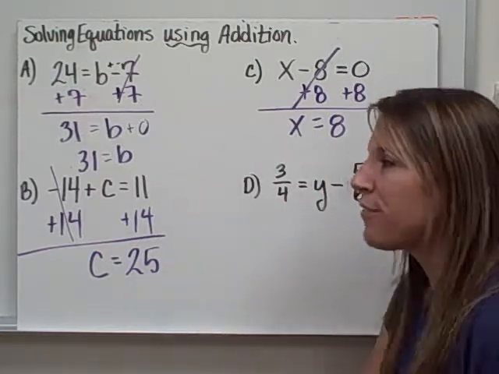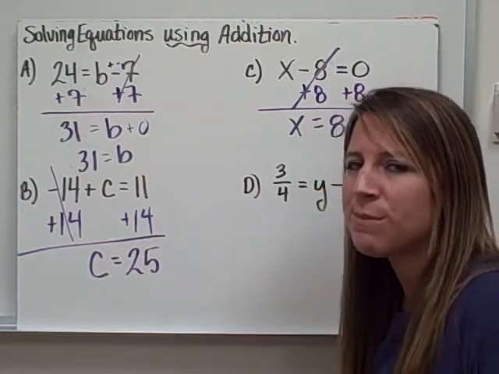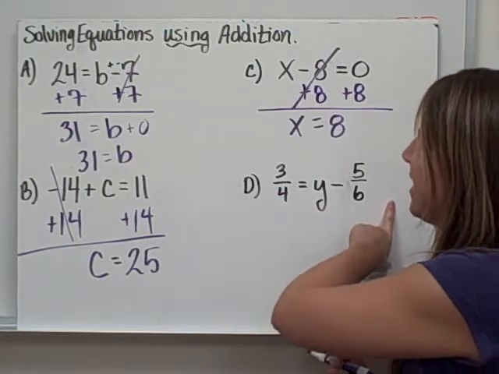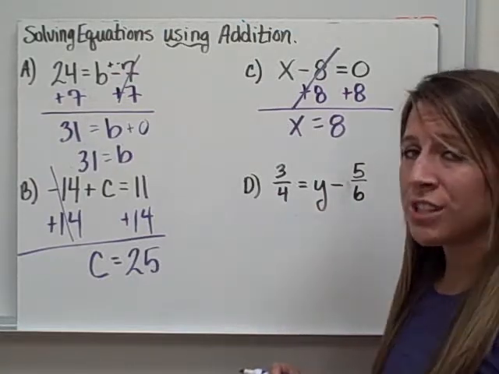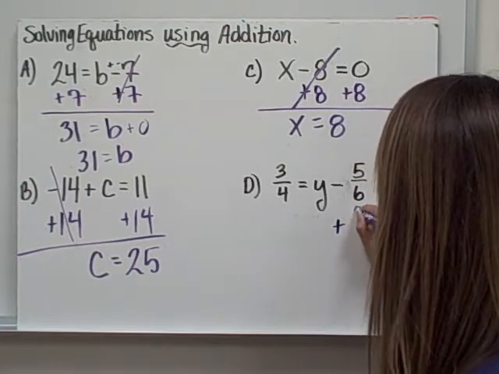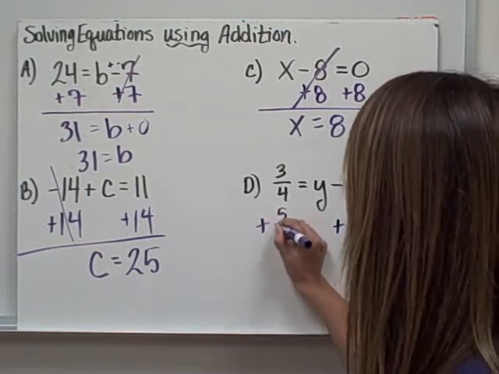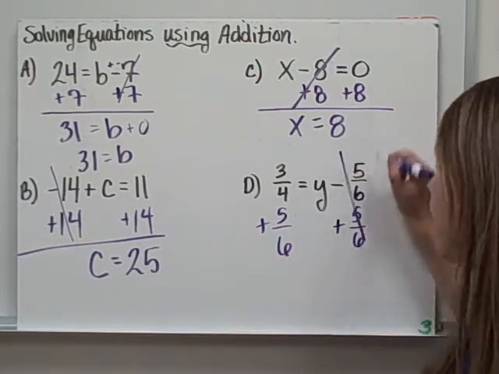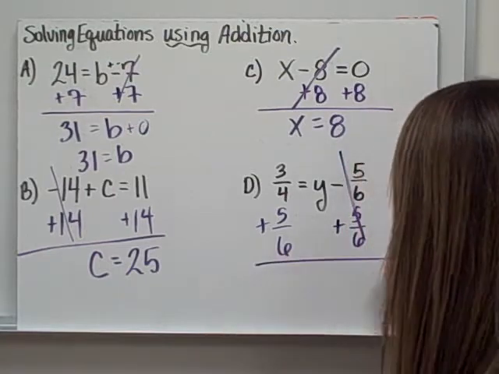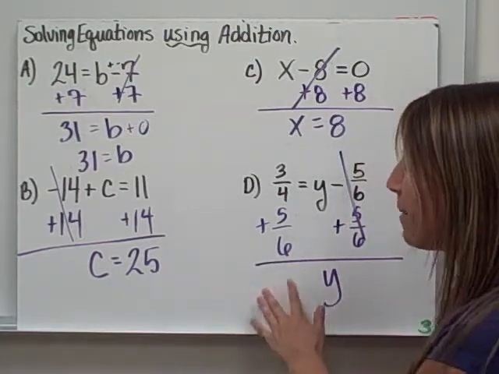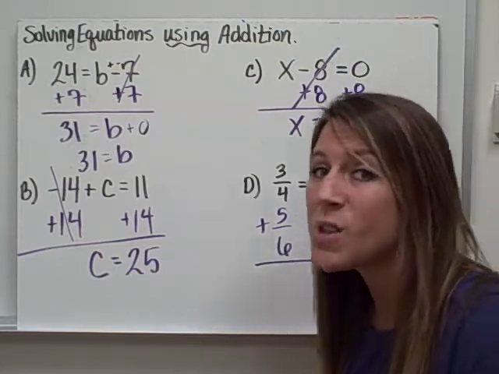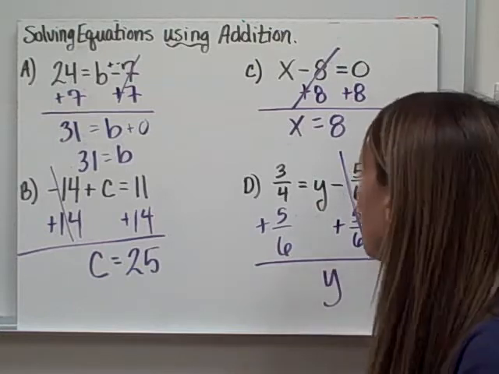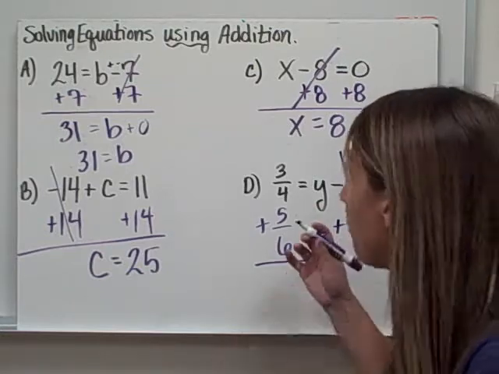And we haven't done work with fractions yet, but who says that we can't follow the same directions? Well, we can. So this is y minus 5/6, and the opposite of subtraction is addition. So we're going to say, I can add 5/6 to both sides. And I'm adding the opposite here, so I know that that is going to be a sum of 0, leaving me with y on this side, but I might have to do a little extra work here. That's okay. So 3/4 plus 5/6. I'm thinking common denominator. It's going to be 12.